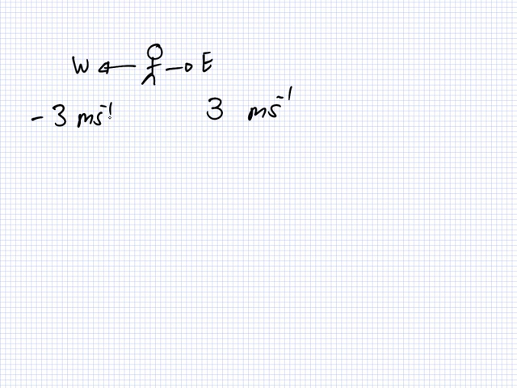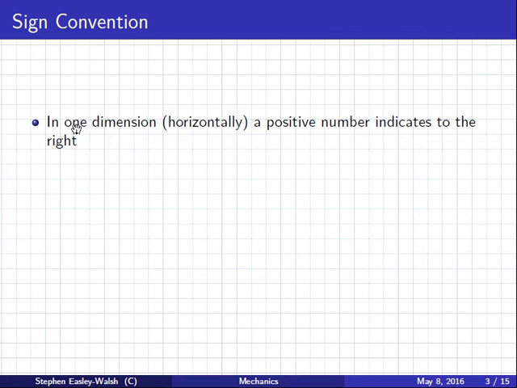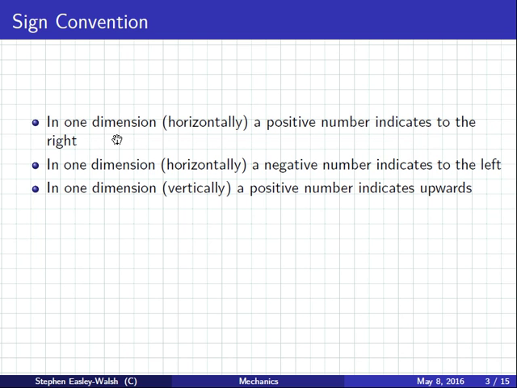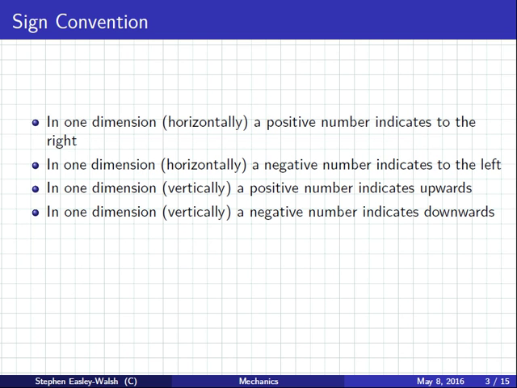Okay. So the first thing, which you probably already know, is a positive number is to the right, horizontally, whereas a negative number is to the left, horizontally. And then, of course, vertically, a positive number is up, and vertically, a negative number is down. You don't have to stick with that. In fact, if you swap them, that's fine. This is just the usual situation. But it's totally fine to say this one is positive and this one is negative. That's totally fine.